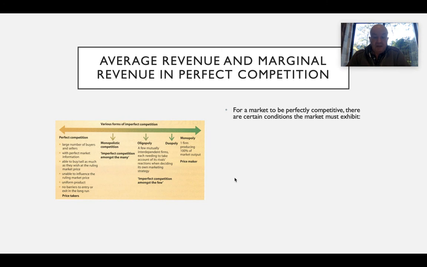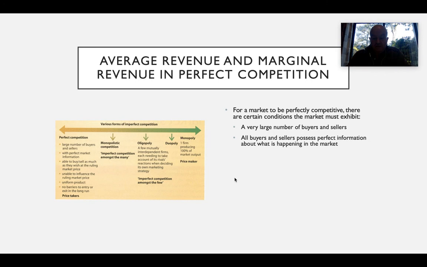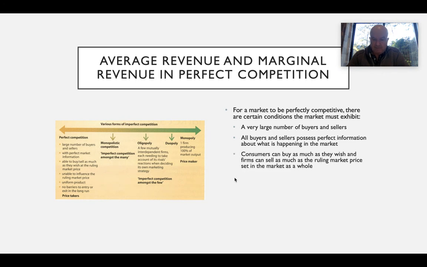Okay, so again, just to reiterate, just to re-summarise, for a market to be perfectly competitive, there must be certain conditions that market will exhibit. Okay, the first is there's a very large number of buyers and sellers. All buyers and sellers possess perfect information about what's happening in the market, so they're completely well informed and know exactly what's going on. Consumers can buy as much as they wish, and firms can sell as much as they want to at the ruling market price, and that is set in the market as a whole.